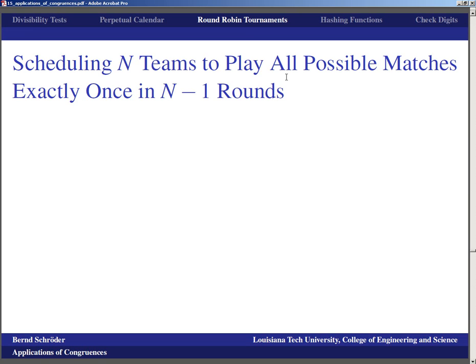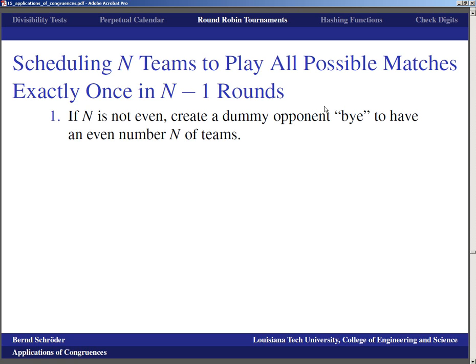Okay, so let's now start looking at actual applications that are still being used to this day. If you want to schedule n teams to play all possible one-on-one matches exactly once in n-1 rounds, and then of course if you do home and away games, you schedule 2 times n-1 rounds. That's how European soccer works, if you're following that, for example.